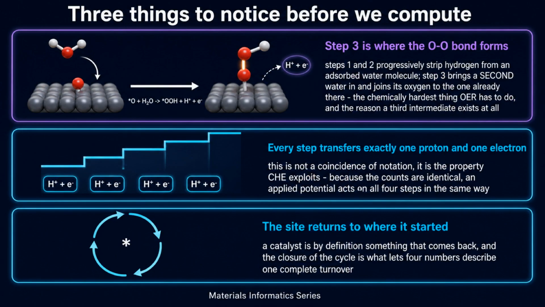3 observations before we start computing. First, Step 3 is where the oxygen-oxygen bond forms. Steps 1 and 2 progressively strip hydrogen from an adsorbed water molecule. Step 3 brings a second water in and joins its oxygen to the one already there. That is the chemically hardest thing this reaction has to do. Second, every step transfers exactly 1 proton and 1 electron, and because the counts are identical, an applied potential acts on all 4 steps in the same way. Third, the site returns to where it started. A catalyst is, by definition, something that comes back.